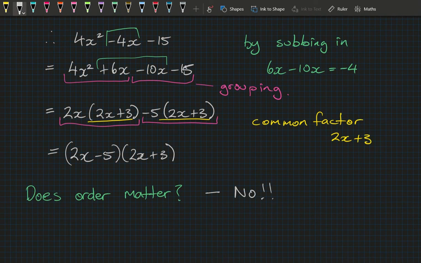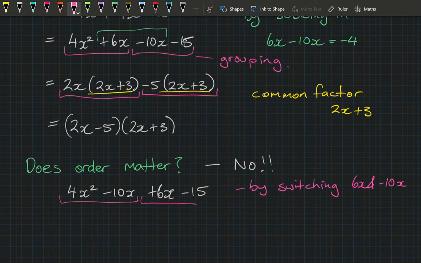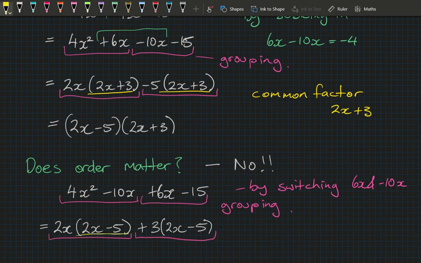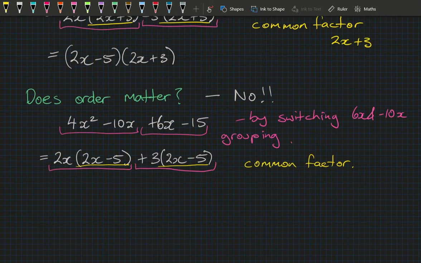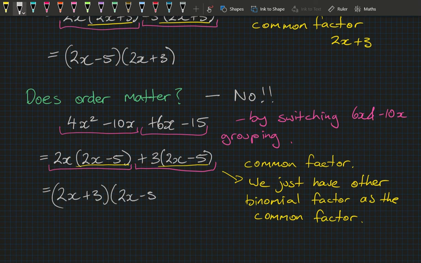Well, no. We could have written the second line above as 4x squared minus 10x plus 6x minus 15, just by switching 6x and minus 10x. Then once again we can group these, and taking out the common factor in each group, we're still left with a common factor. The only difference is we've ended up with the other binomial factor as the common factor. And now we end up with 2x plus 3 times 2x minus 5, which is exactly the same as above, just our binomial factors switched around.